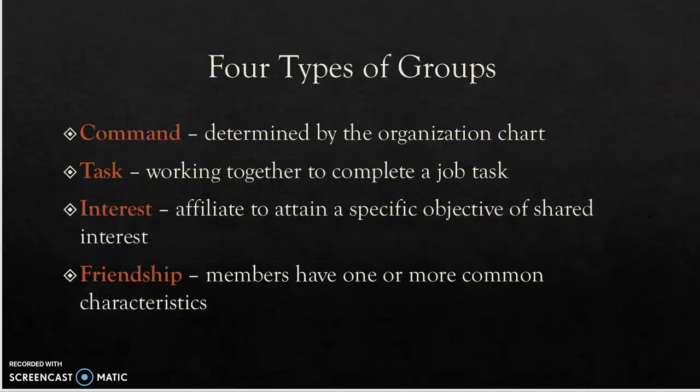As we continue to learn about groups, we have 4 different types of groups. The command group is determined by the organization chart. So I'm a part of IT. That is the group I'm a part of at Union University. Before, I was a part of the School of Adult and Professional Studies, where everyone here is studying. And so I had one command group. When I switched to this new position, I had a different command group. Those are determined by the organization chart.